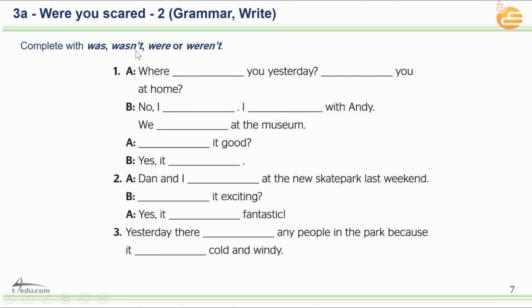Complete with was, wasn't, were, or weren't. Number one, A. Were you yesterday? You at home? So what do you think? What should we say here? We have you, and there is a question. So, were you? Excellent. And this one, you. We have again you. Were you at home? Very nice. So we have, with you, we should use were. Where were you yesterday? Were you at home?